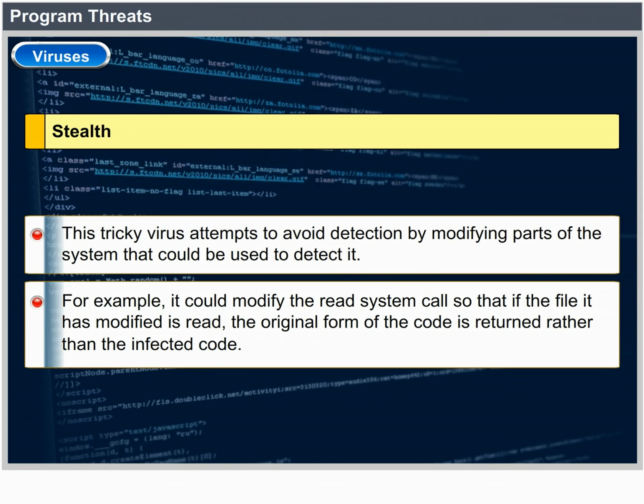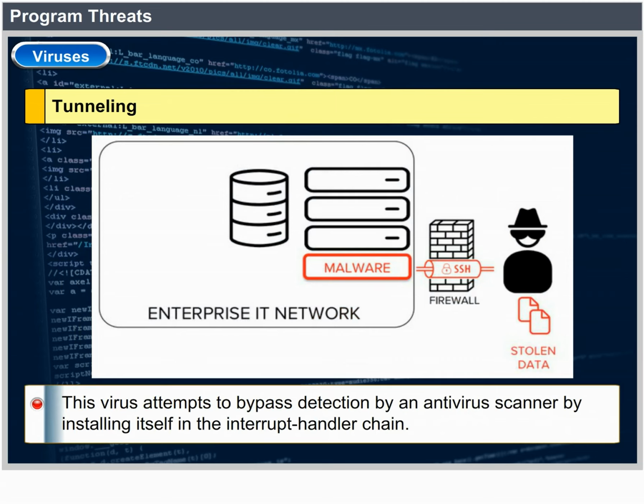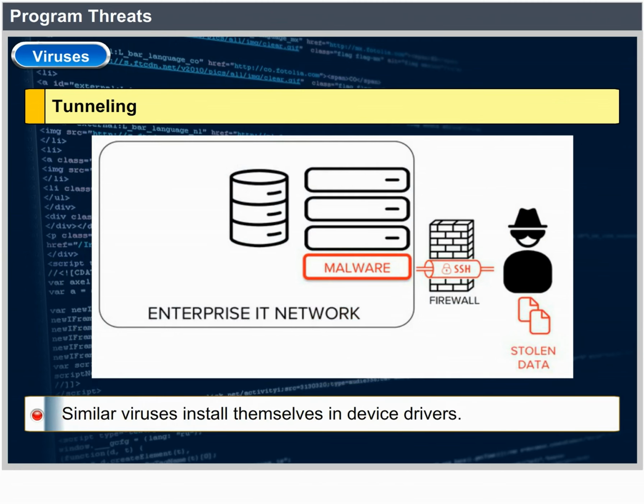Tunneling. This virus attempts to bypass detection by an antivirus scanner by installing itself in the interrupt handler chain. Similar viruses install themselves in device drivers. Multipartite.